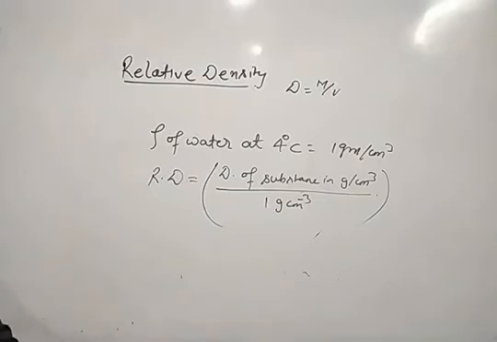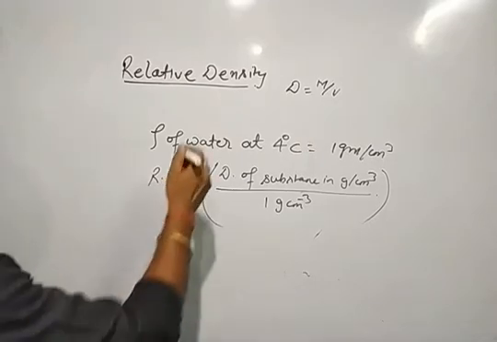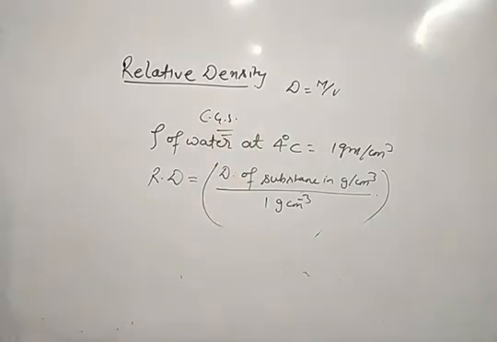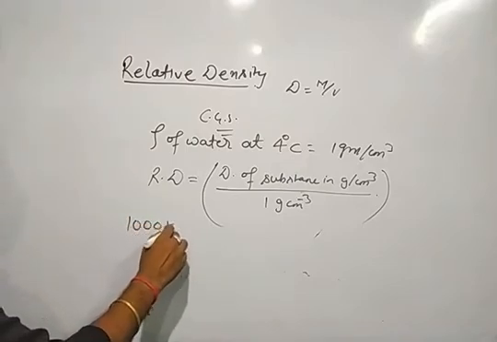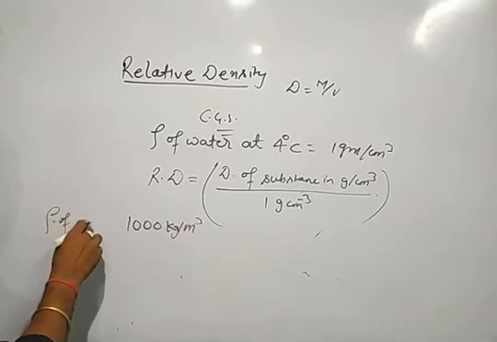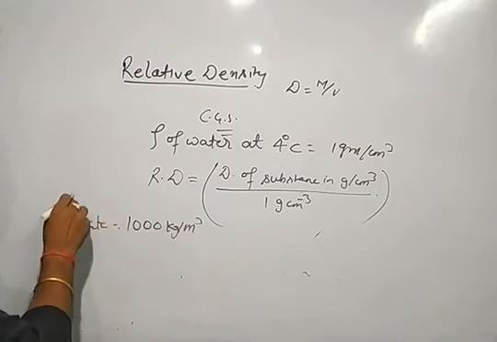Now, in the SI system, the density of water at 4 degrees centigrade. Listen, this was for the CGS system. In the SI system, the density of water at 4 degrees centigrade is 1000 kilogram per meter cube.